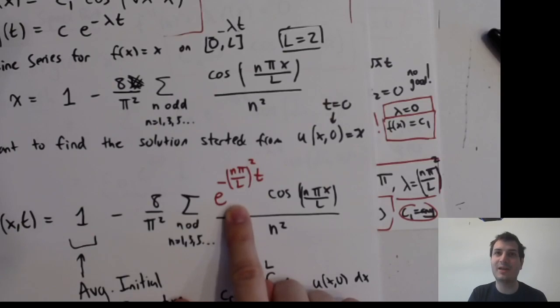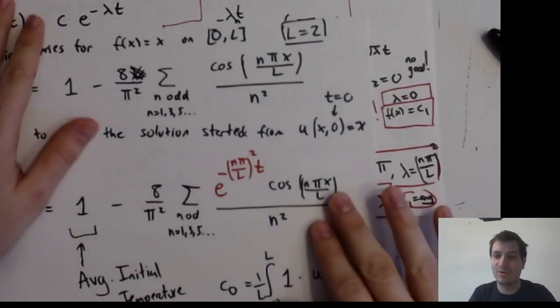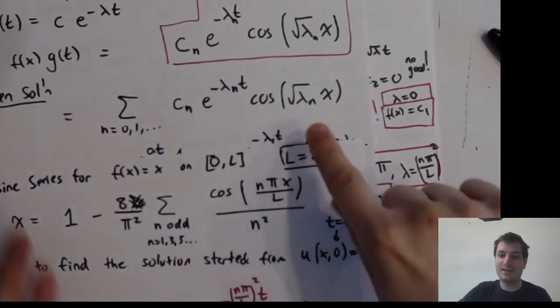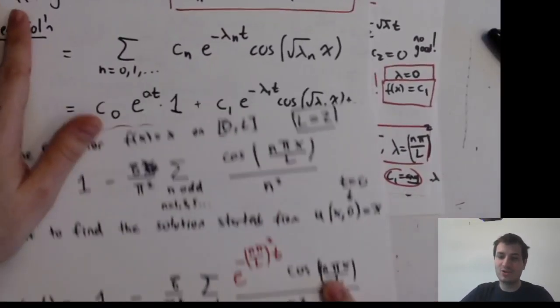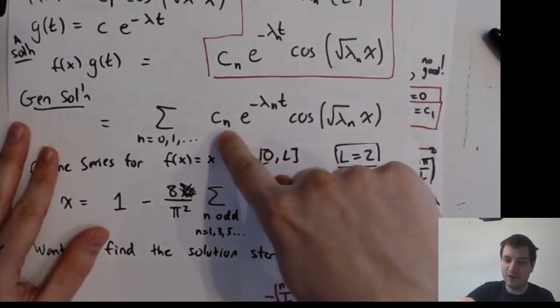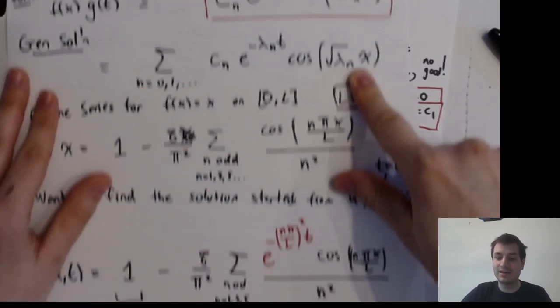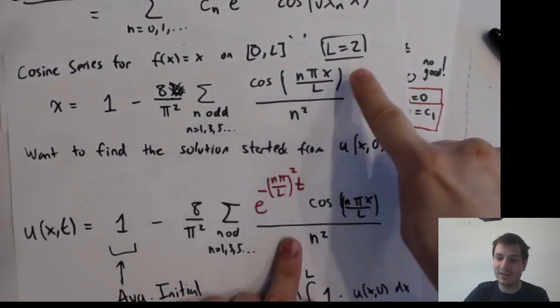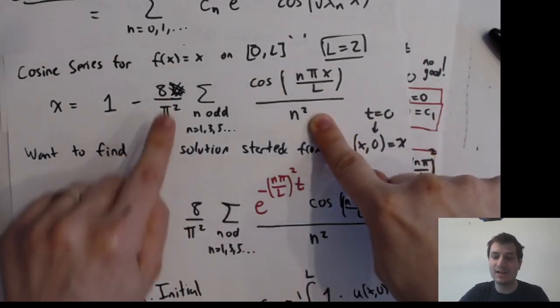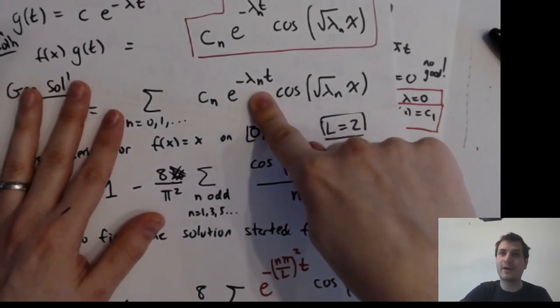Why did I multiply by this, e to the n pi? There's a minus sign missing in the chat, but I multiplied by this because I wanted to make the solution look like this. I'm looking for a solution that is of the form some coefficients times this exponential times this cosine. I had the cosines, I had the coefficients already, but I was missing the exponential, so I multiplied by the exponential to make it work.